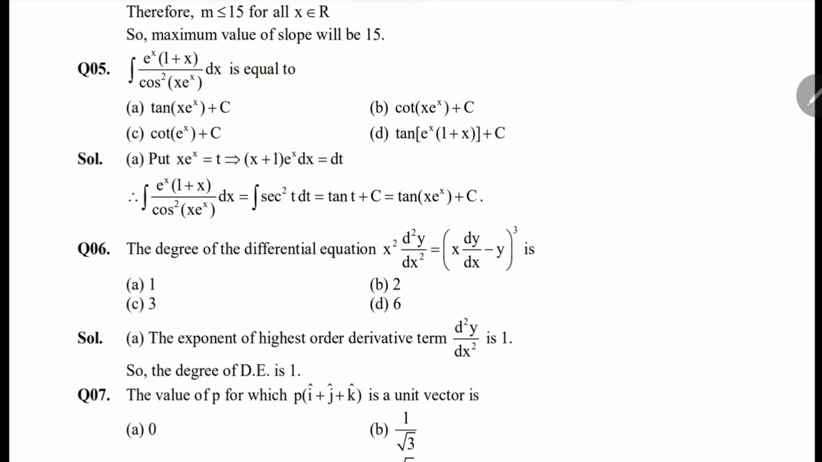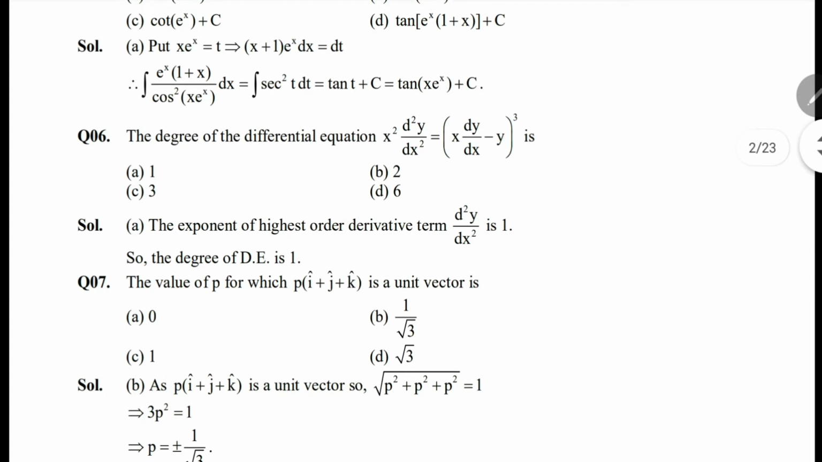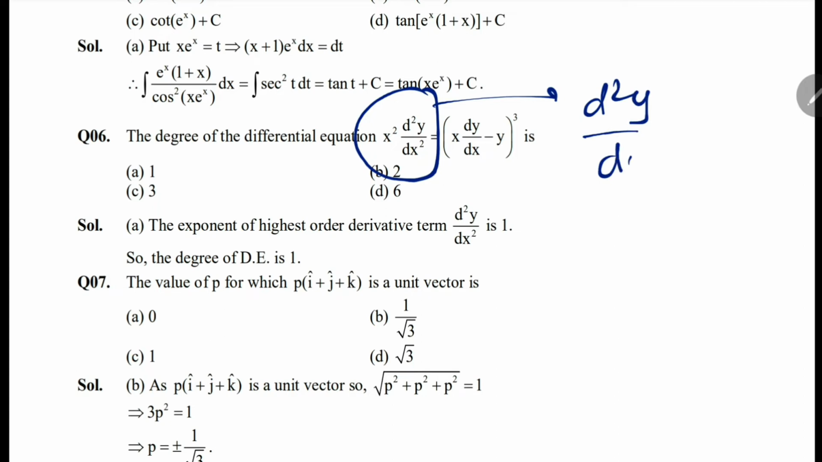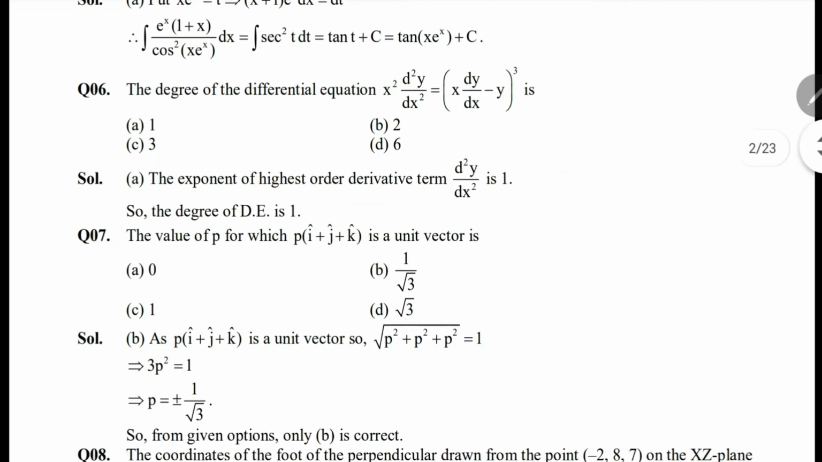Now moving to question number 6, it is one straightforward problem. You have to obtain the degree of the differential equation. Well, you can see the highest order derivative is the double derivative, meaning d2y over dx2, and its exponent is 1. Actually there is no power shown here, so its exponent is 1. Therefore the degree of the differential equation is 1, and hence option A is correct for this problem.